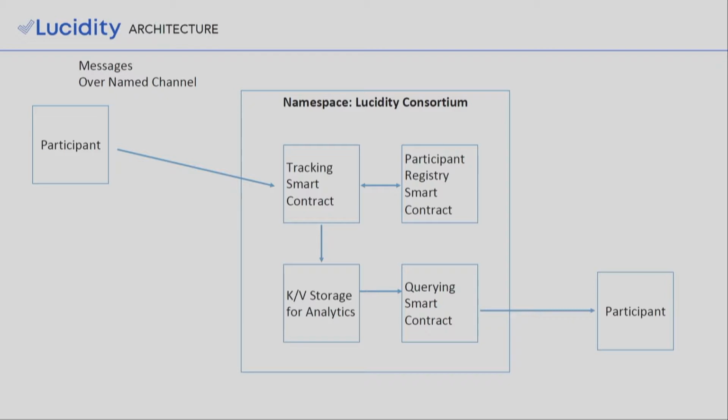I've been talking about events: they're like impressions, clicks, conversions, and so on. But in the RChain definition, it's called a message. So the participants send messages to the protocol directly over the named channels. One example is how the data gets into the system: it goes through the tracking smart contract, which processes it, and I'll go into the details of that, and stores the data in the key value storage for analytics. And then there is a proxy, very similar to what we saw in RCON.